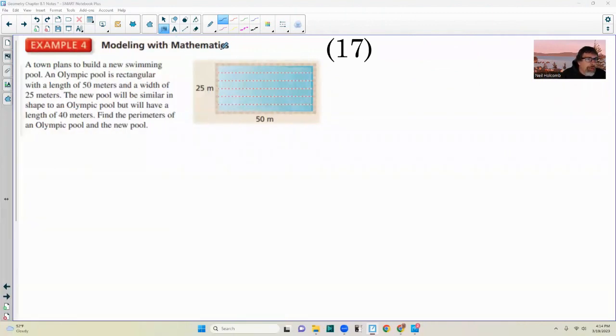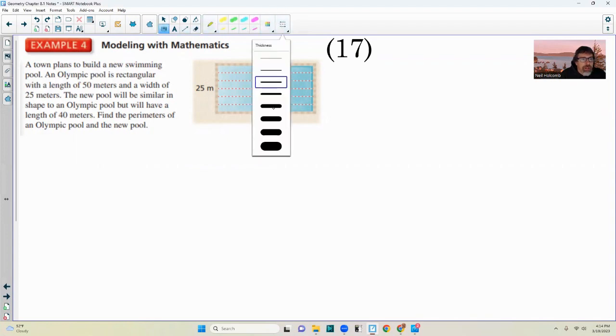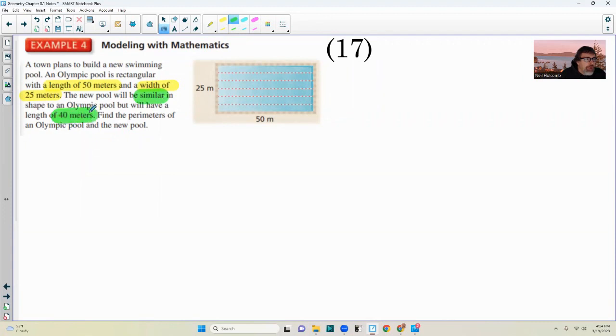Okay, example 4, modeling with mathematics. A town plans to build a new swimming pool. An Olympic pool is rectangular with a length of 50 meters and a width of 25 meters. The new pool will be similar in shape. So there's the key there. It's going to be similar to an Olympic pool, but it will have a length of 40 meters instead of 50. Find the perimeter of the Olympic pool and the new pool.